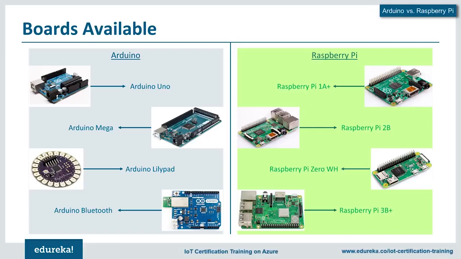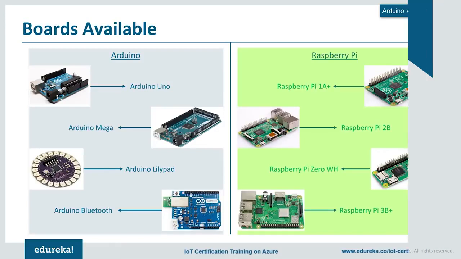So let us now move on to the different boards that both have had over time and look at some of its prominent ones. So the Arduino has been around for quite a while now and has had multiple boards over the years with different functionalities. Although the Arduino Uno, the Arduino Mega, the Arduino Lilypad, and the Arduino Bluetooth have been the more popular ones. Similarly, the Raspberry Pi, despite being relatively new, is on its third generation, with each of its models better than the previous ones. The Raspberry Pi 3B Plus is its latest and most powerful development board yet.